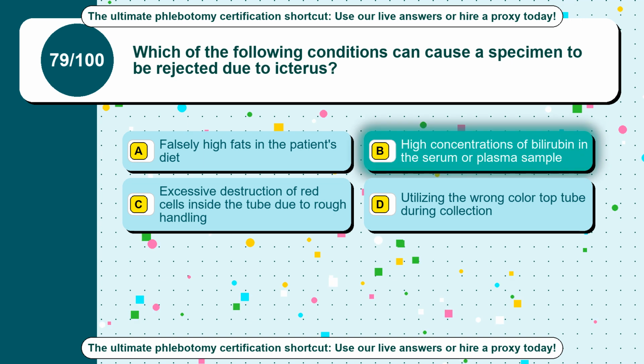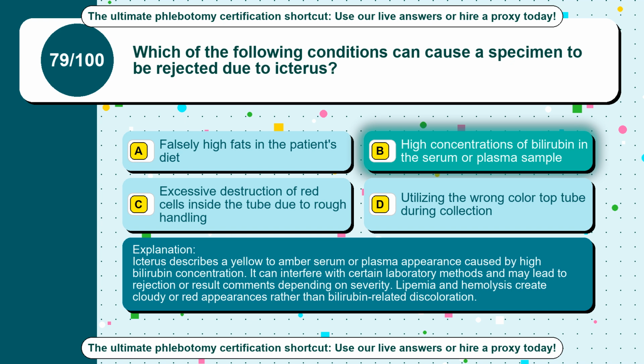The correct answer is option B. High concentrations of bilirubin in the serum or plasma sample. Icterus describes a yellow to amber serum or plasma appearance caused by high bilirubin concentration. It can interfere with certain laboratory methods and may lead to rejection or result comments depending on severity. Lipemia and hemolysis create cloudy or red appearances rather than bilirubin-related discoloration.